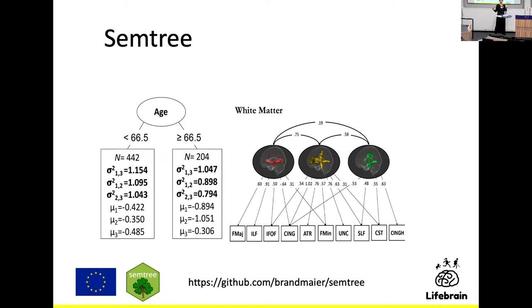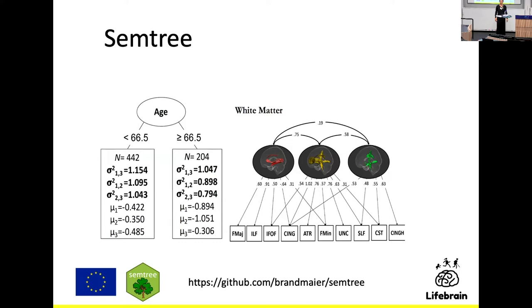So it goes recursively through different kinds of splits, and then goes with the split that explains the largest difference, and then goes on and tests for the next split. And if there's still a difference to explain, it will split the data. So you get groups of people for which the model parameters differ maximally.